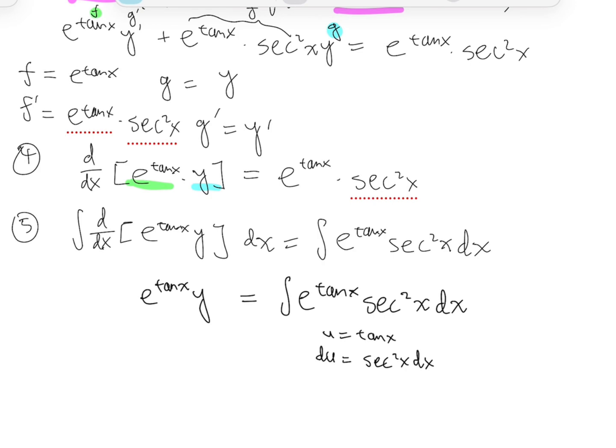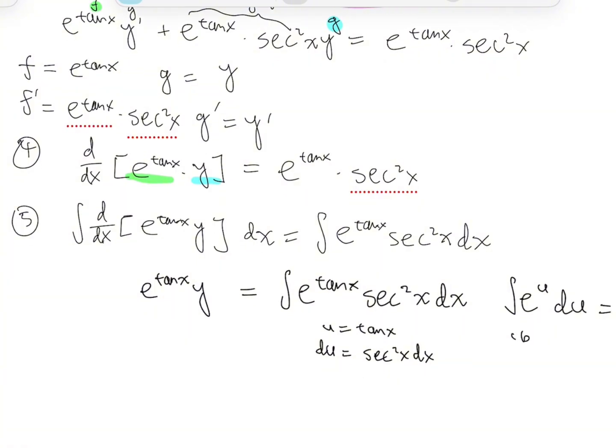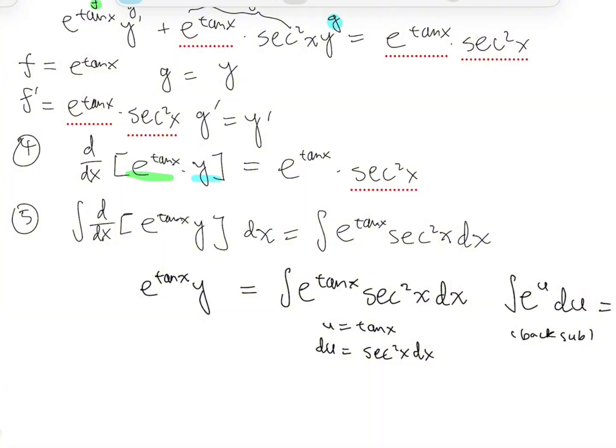We get integral of e to the u du equals e to the u. When we back sub, we get that e to the u equals e to the tan x. Have our plus c. So that is our integral on the right side.